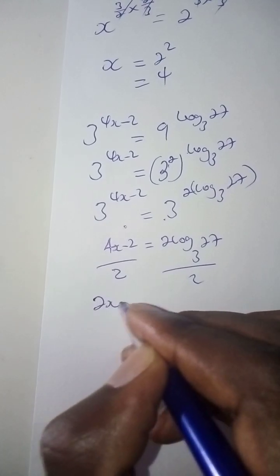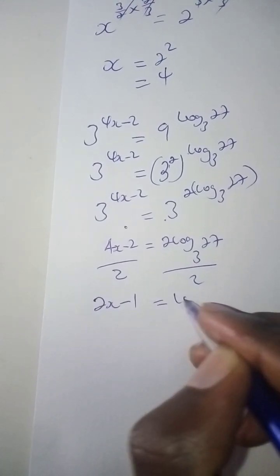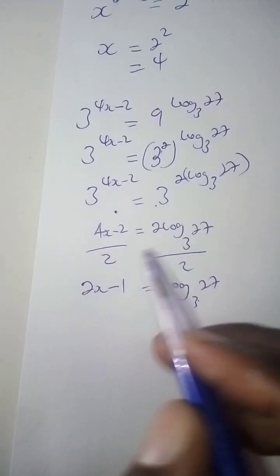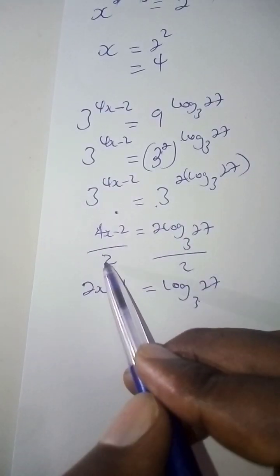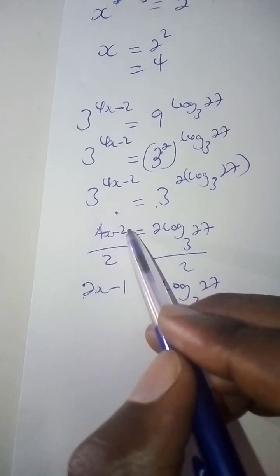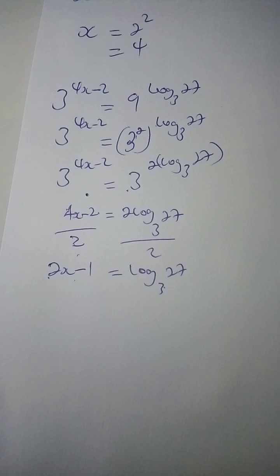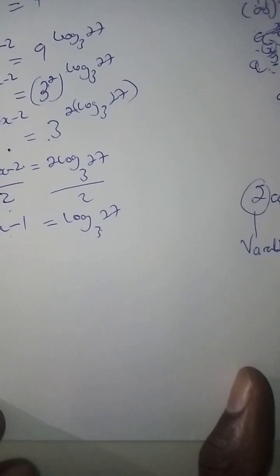So now you're going to divide both sides by 2. So you have 2x minus 1, it's equal to log 27 base 3. So 4 divided by 2 is 2, and negative 2 divided by 2 is negative 1. So now from here, what can we do? We can't just use the exponential laws to simplify this further, can we? No, we can't.